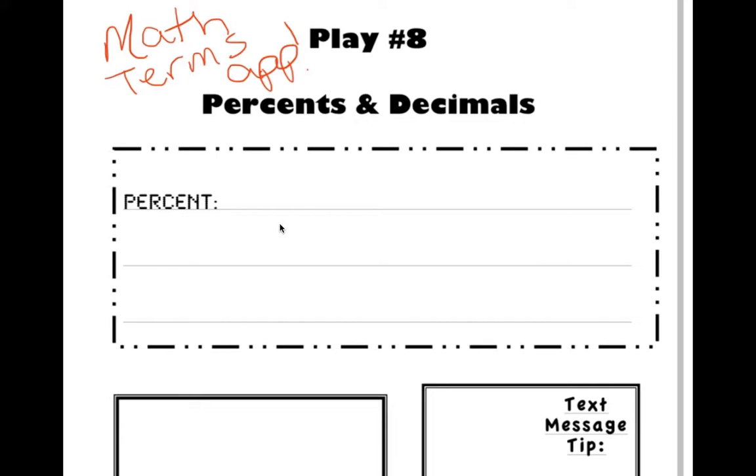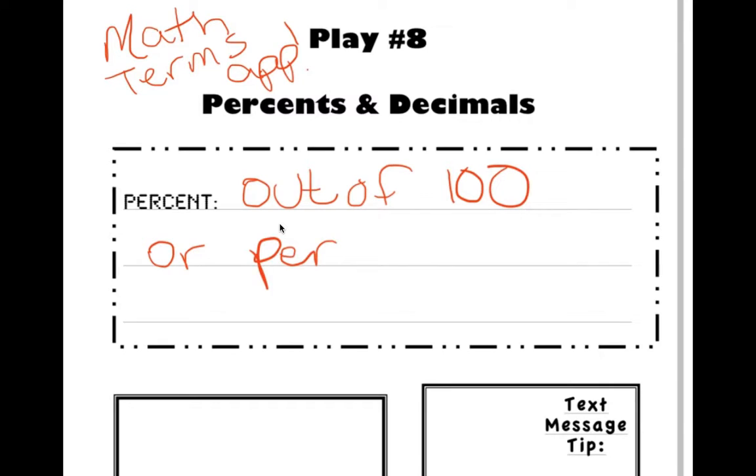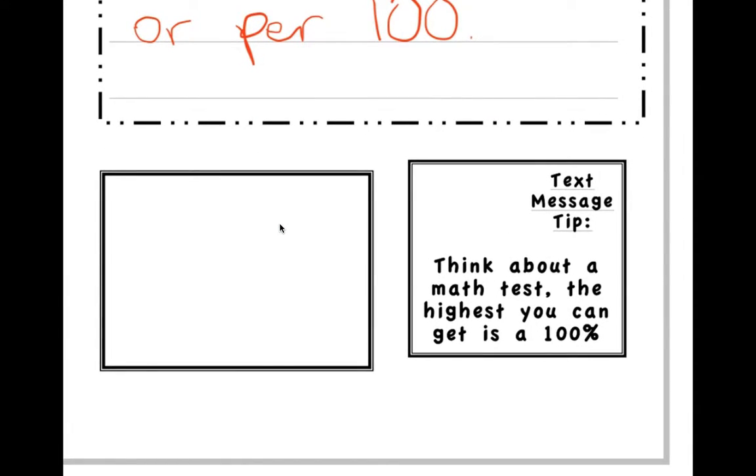So the meaning of percent, all it really means is out of 100. Out of 100. Or you can say per 100. That's what a percent is, out of 100. Like if you think of your test scores, a lot of times your grades are based out of 100%. So we say, how many points did you score out of 100? Think about a math test. The highest you can get is 100%, unless you do some extra credit, right?